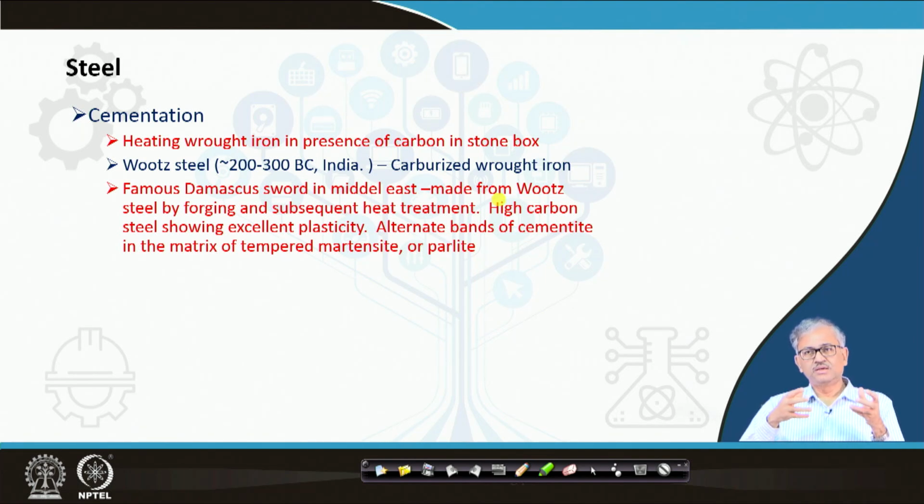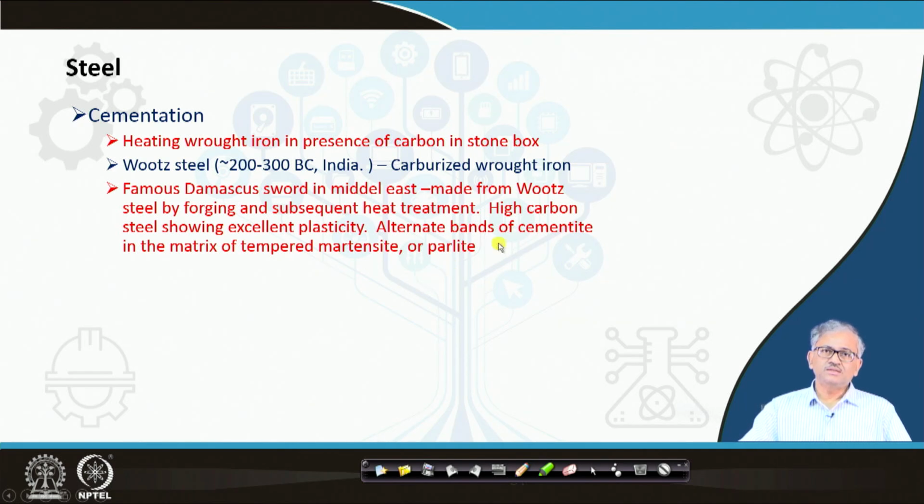In producing it, they hammered a number of pieces of wootz steel to form some kind of ingot, and then hammered it to produce a sword. Heat treatment of the sword was very important: a special heat treatment, quenching, air quenching, normalizing, whatever it may be. The sword obtained was of fantastic quality. Today it is known that the structure is alternate bands of cementite in a matrix of tempered martensite or pearlite.